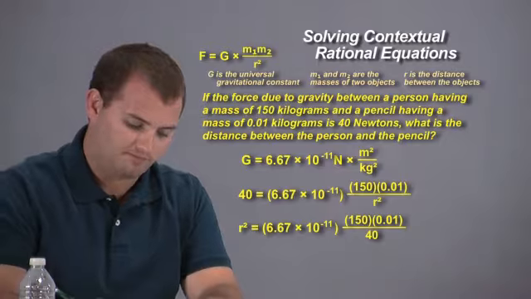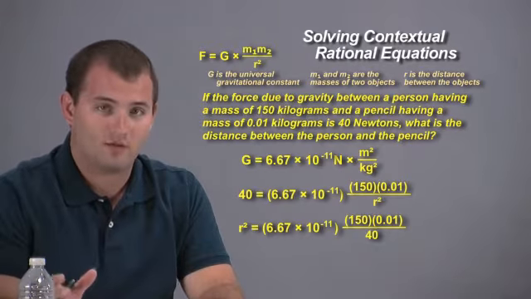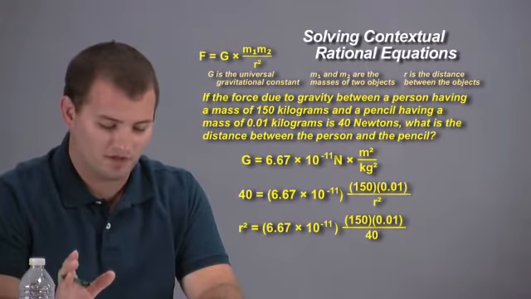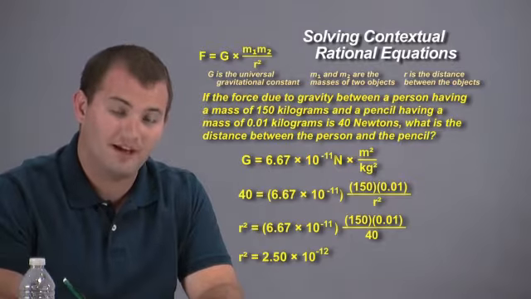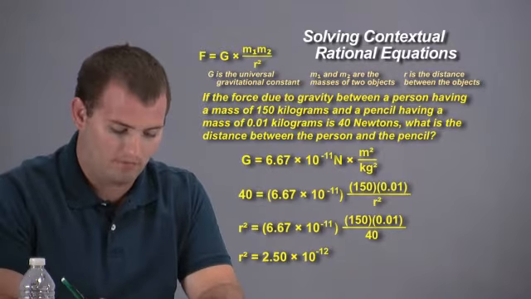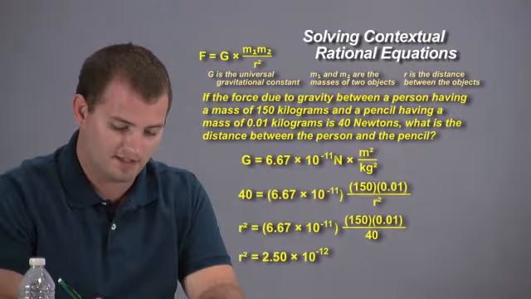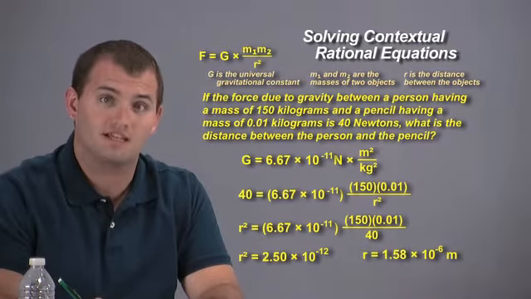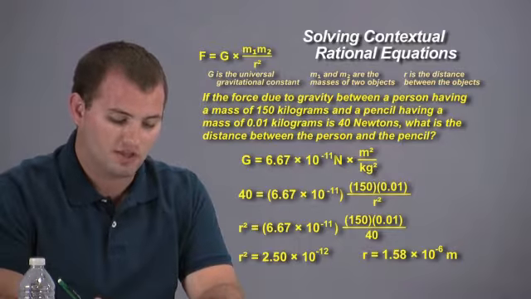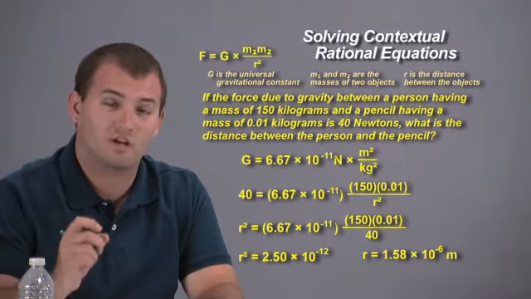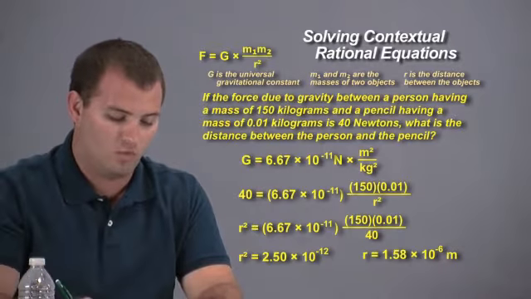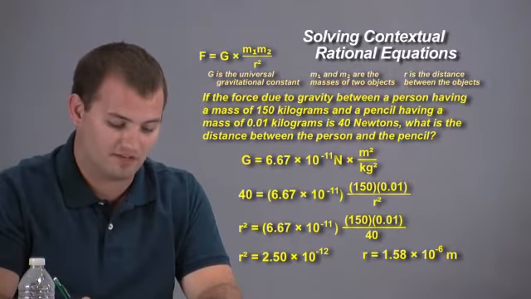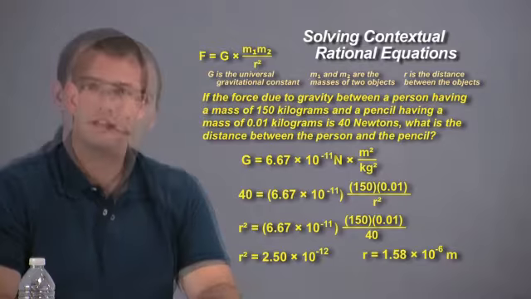divided by 40. Now I'm going to simplify the right side of the equation, and that ugly mess turns out to be 2.5 times 10 to the negative 12th. Now let's take the square root of both sides, and we find that r is equal to 1.58 times 10 to the negative 6 meters. So the distance for there to be 40 newtons of force between a person and a pencil is really, really, really small. 1.58 times 10 to the negative 6 meters to be exact. Let's look at another example.